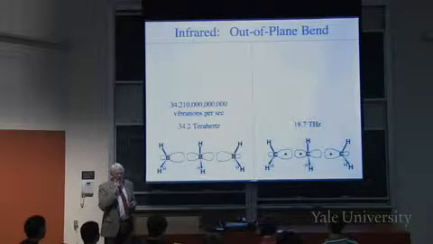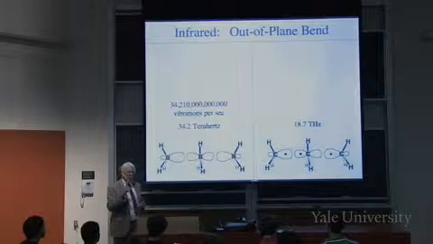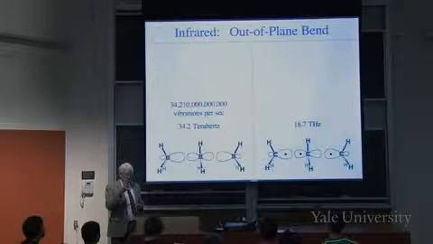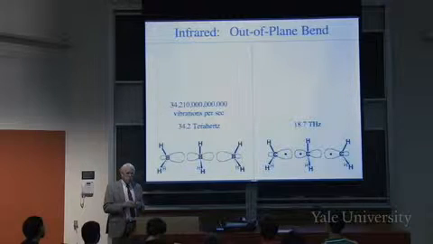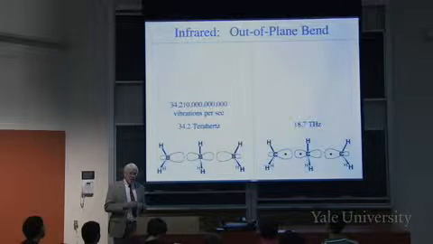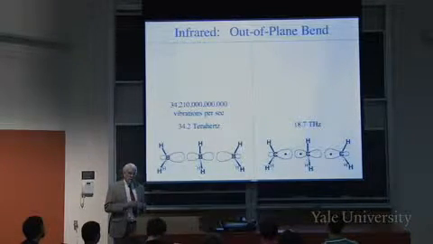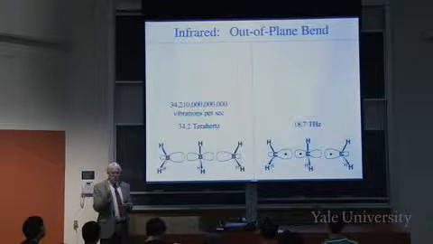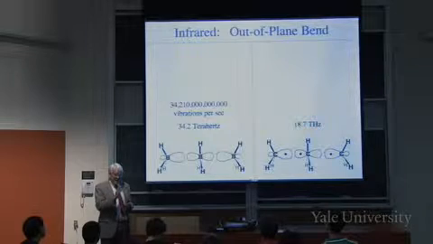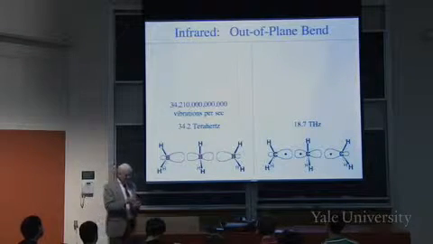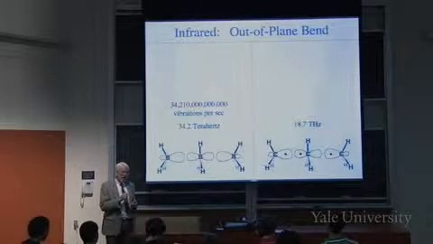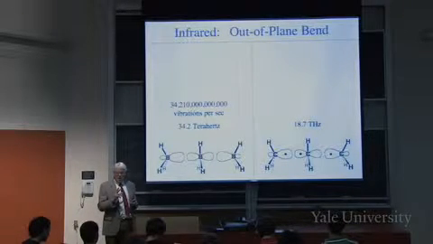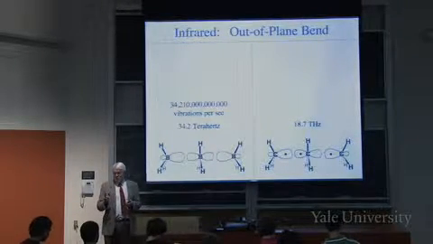How does this make sense? Suppose the springs that you're bending when you do this vibration, suppose it's springs. Which set of springs is stiffer? The BH3, or does a stiff spring make a vibration faster or slower? Faster. So it says the springs are stiffer in BH3. It prefers to be planar more strongly than CH3 does, right?